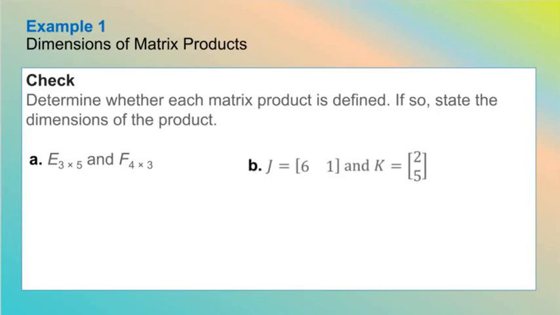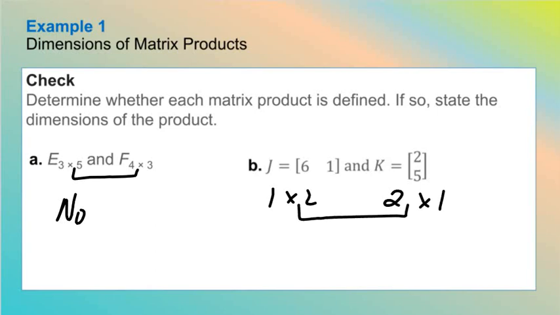Next, determine whether these can be defined. So 5 by 4, no. Here, this is a 1 by 2 and this is a 2 by 1. The middle two terms are the same, so yes, this is a 1 by 1.